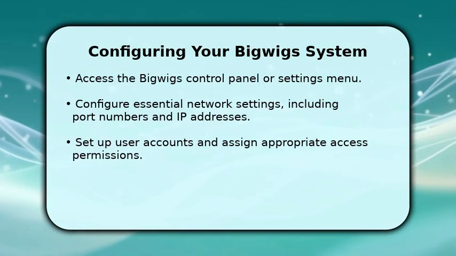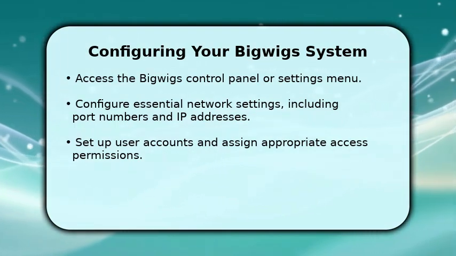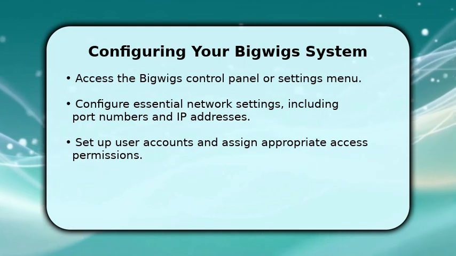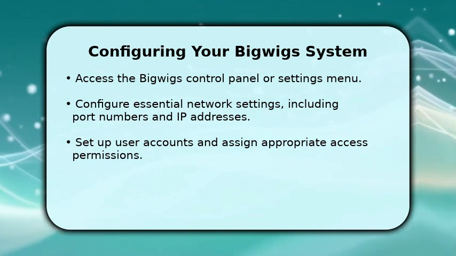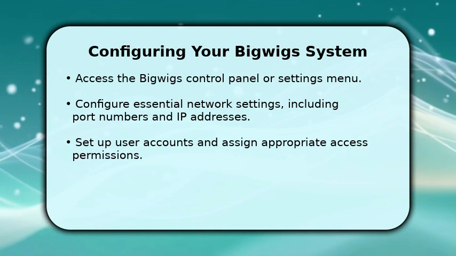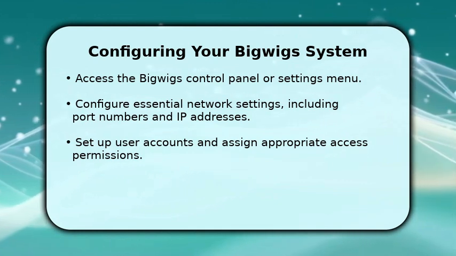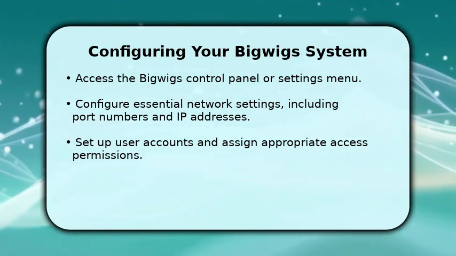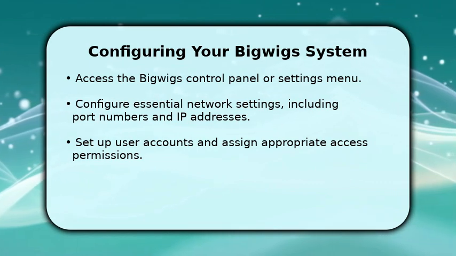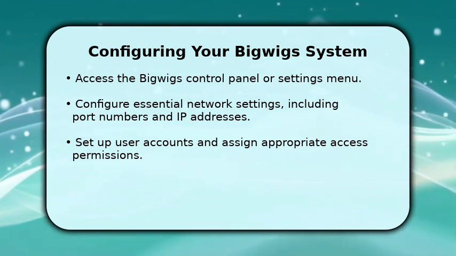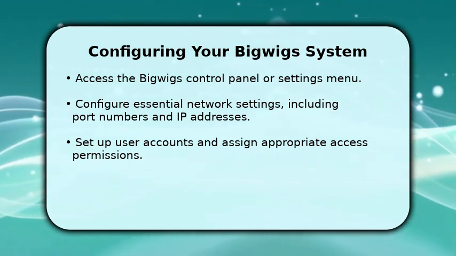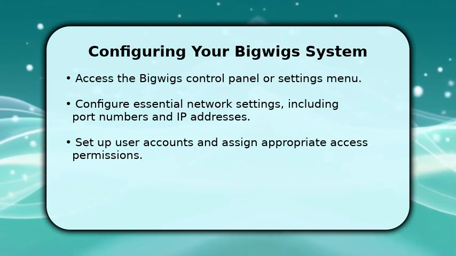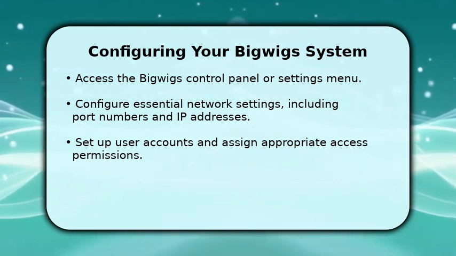Now, let's dive into configuring your BigWigs system. Open the BigWigs control panel, usually found in your Start menu. Here, you'll configure vital network settings, such as specific port numbers like 8080 and IP addresses. Next, create user accounts and assign appropriate access permissions to ensure secure operation. Finally, personalize your experience by customizing interface themes and dashboard layouts to suit your preferences.